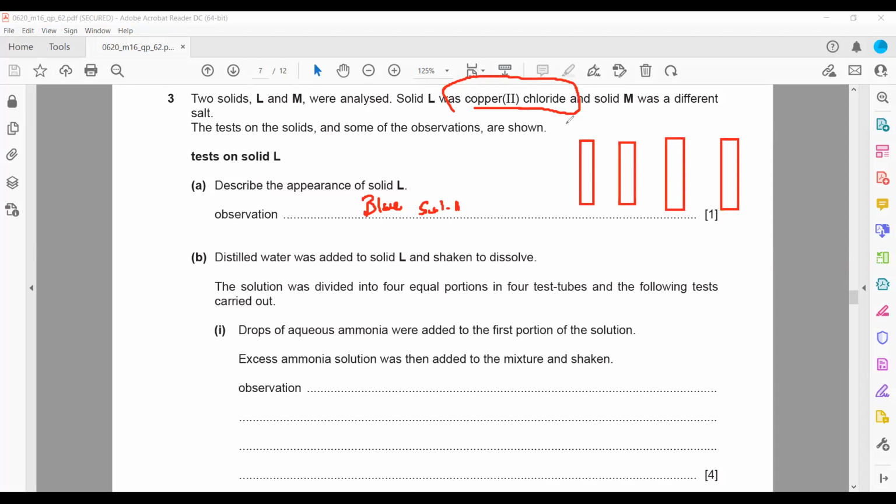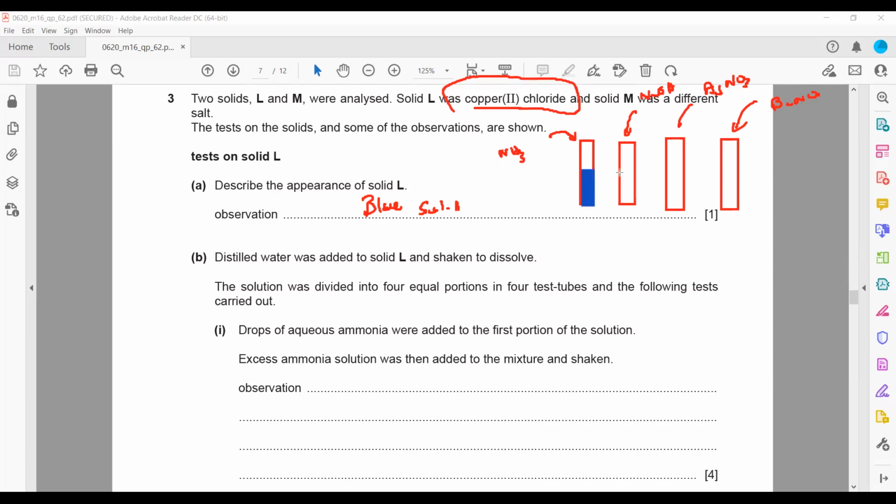Then we dissolve this salt in water, and we have four different test tubes. Each test tube contains copper and chloride. To the first test tube, we add ammonia. To the second test tube, we add sodium hydroxide. To the third test tube, we add silver nitrate. And to the fourth test tube, we add barium nitrate. When we add ammonia, what will we observe? With excess ammonia, we will observe a blue solution is formed.